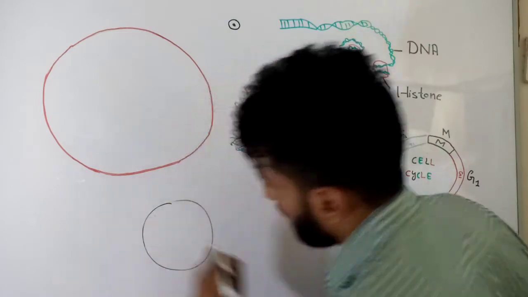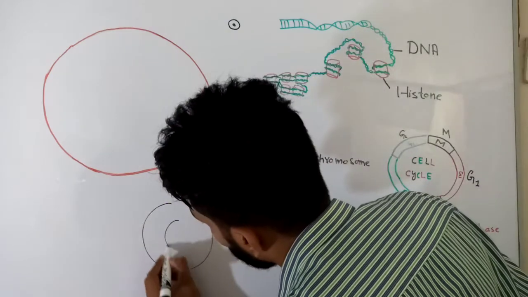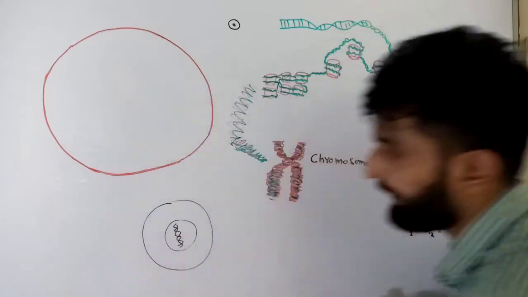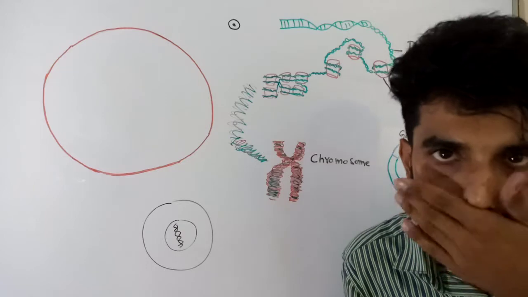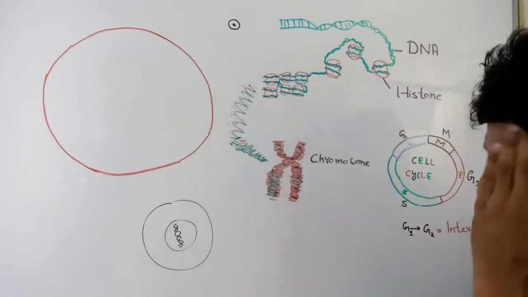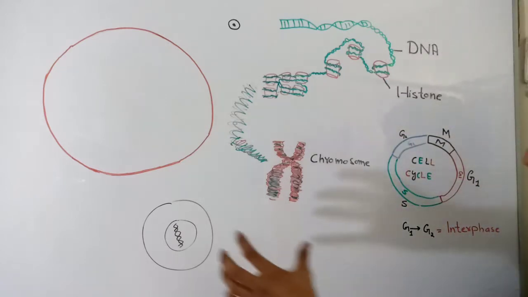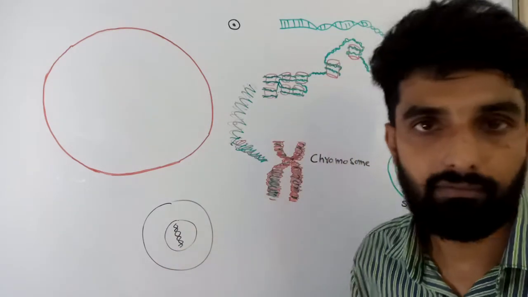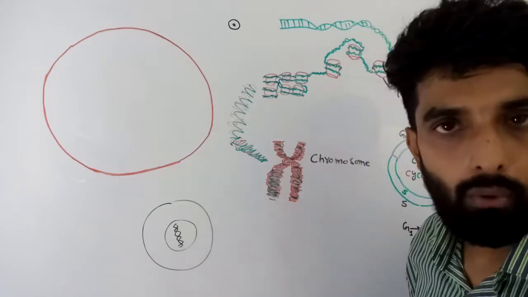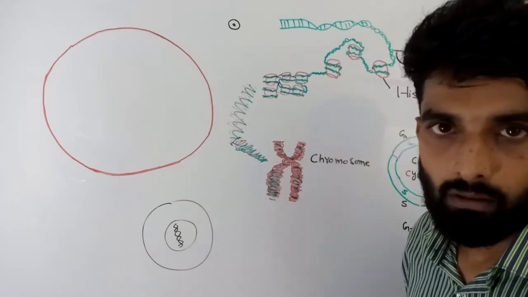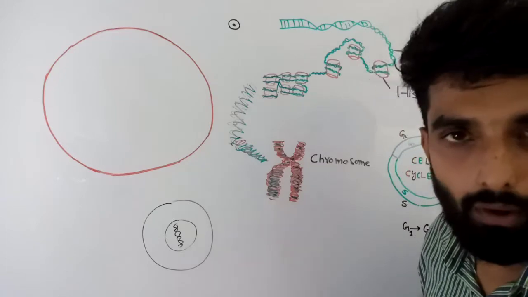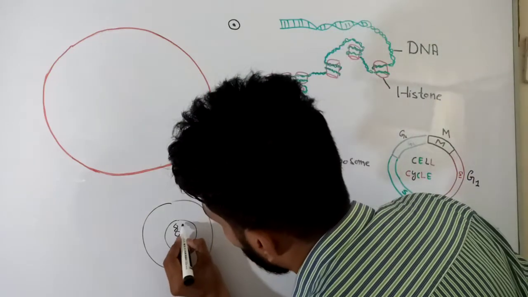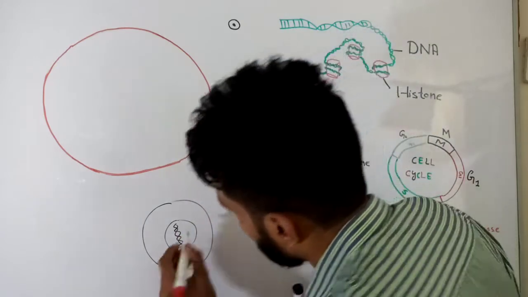We know that, for example, this is our cell, and here is the nucleus, and in the nucleus we know that DNA is present. Now what will happen if this cell wants to divide itself? It wants to undergo mitotic division. So first of all, what will happen? Obviously, the replication of DNA. It means after the replication there will be two DNA.